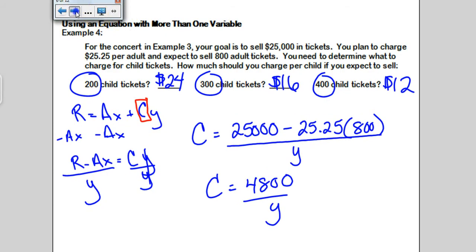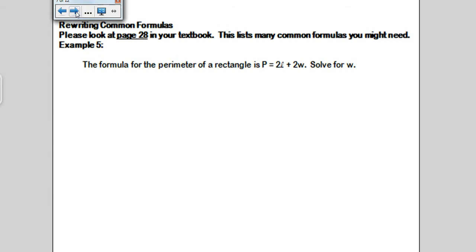All right, moving along. Rewriting some common formulas. There are a lot of common formulas that you're going to see pop up in this homework assignment, and a very common one is the perimeter of a rectangle. The perimeter of a rectangle is twice the length plus twice the width. I want you to take this formula and solve it for W. So I want to put a box around the W. If we solve for that, we're first going to subtract the 2L over. So perimeter minus twice the length equals twice the width. And again, we're going to divide everybody by 2.